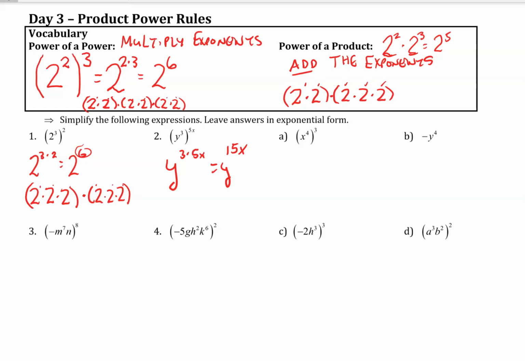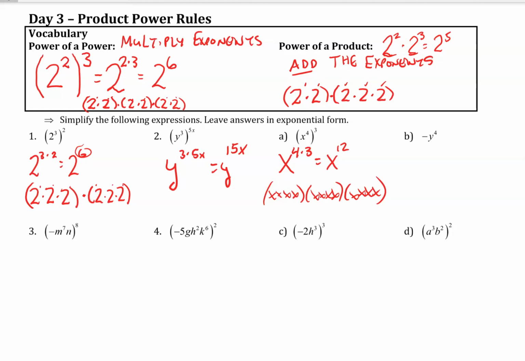Okay. So here we have x to the 4th to the 3rd. We multiply those two exponents together, and we get x to the 12th. Again, if we wrote it out, x to the 4th times x to the 4th times x to the 4th. There's 12 x's. X times itself 12 times.